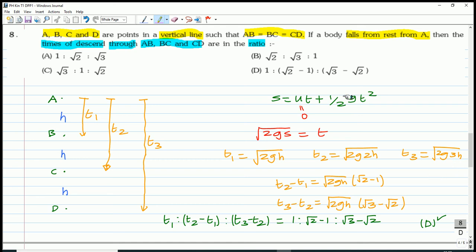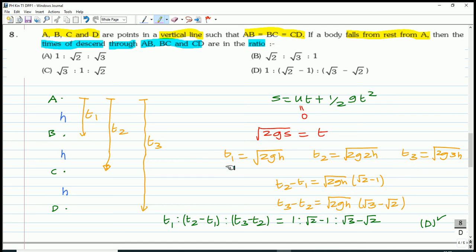And we have to find the ratio of the time to fall from A to B, that is t1, from B to C, that is t2 minus t1, and the time taken to fall from C to D, that is t3 minus t2. So t2 minus t1, the difference between these two, is square root of 2h by g, which is common, into root 2 minus 1. Similarly t3 minus t2 is square root of 2h by g into root 3 minus root 2.